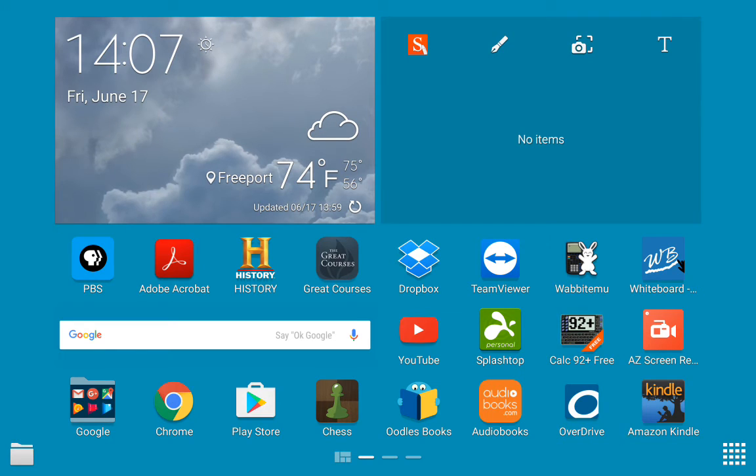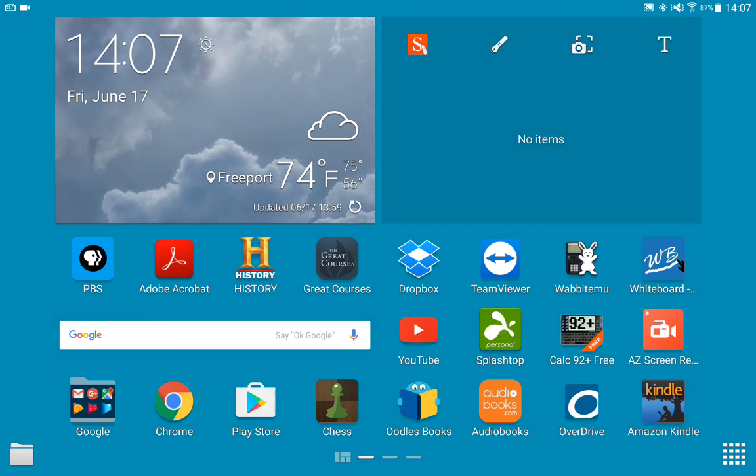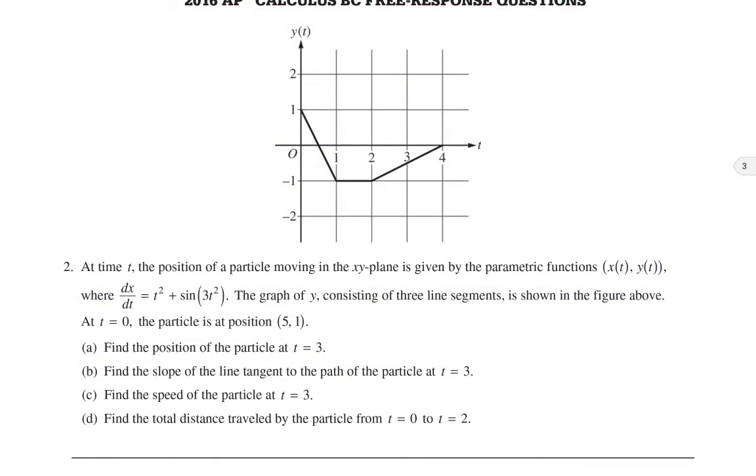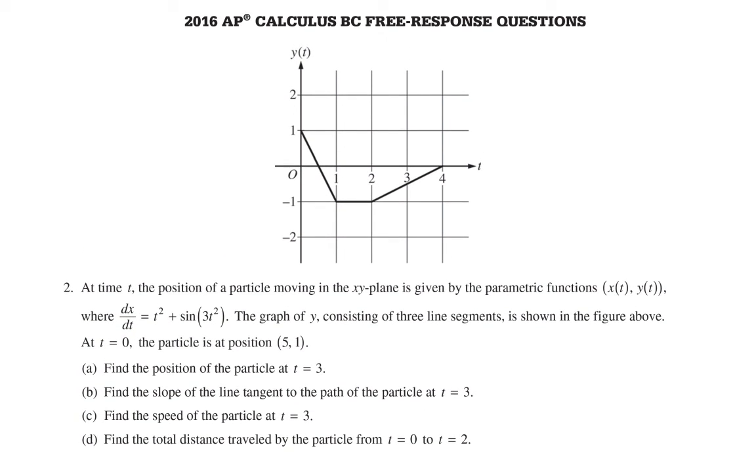Okay, good. There you go. And of course, if you want full solutions, please take a look at my 84 version or my TI Inspire version. I'm not actually writing notes in this version, just showing you how the calculator works.